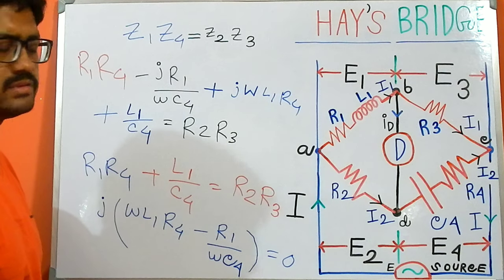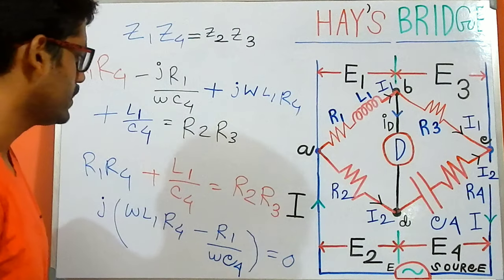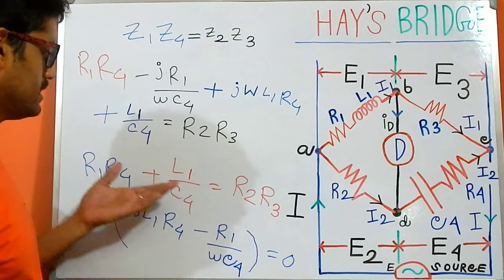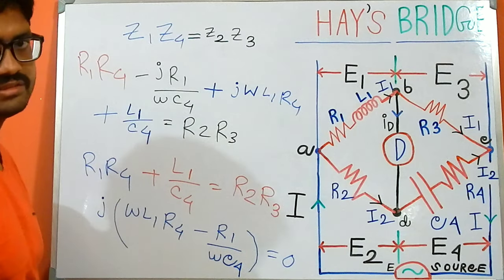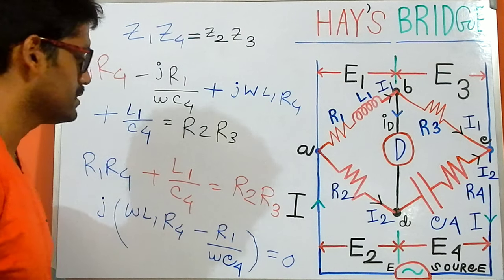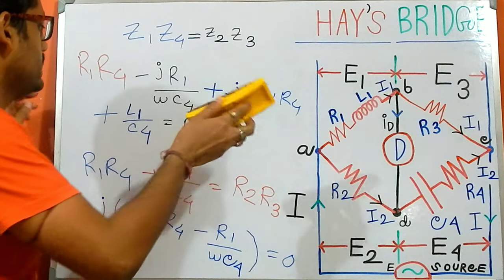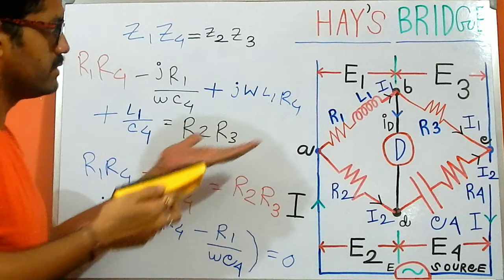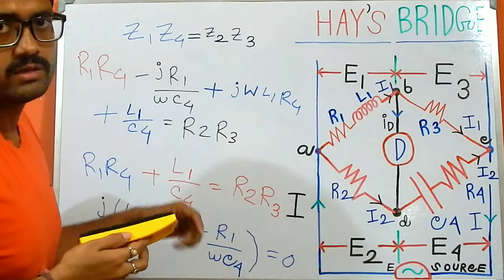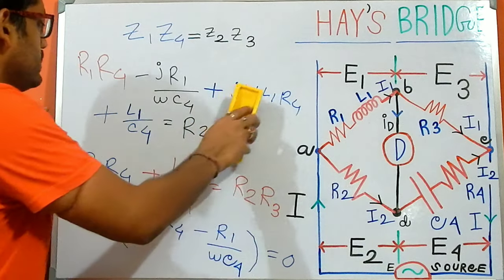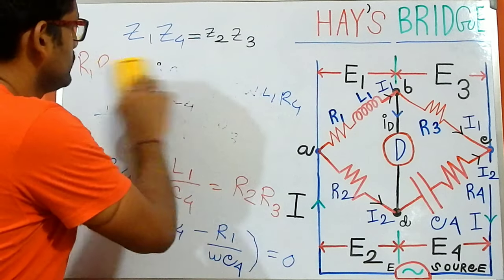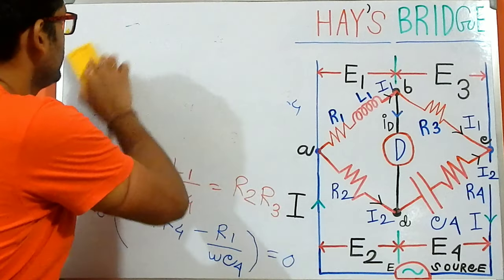Right now I have successfully separated the real part and imaginary part over here. So just solve these 2 equations. That will give us the unknown values of R1 and L1 which are present over here. So let us do that. I should erase this portion to have some more space.